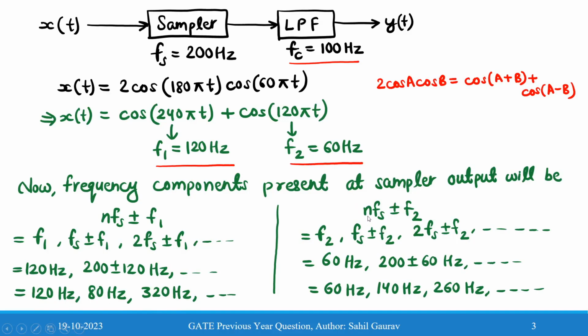Now for the other part, the frequencies will be fs plus or minus f2, 2fs plus or minus f2. We get 60 hertz, and 200 plus or minus 60 hertz. Similarly, here we have not taken 2fs plus or minus f2 because those signals will anyhow be greater than the cutoff frequency of the low pass filter. Therefore the frequencies 60 hertz, 140 hertz, 260 hertz, and so on will be present at the sampler output.